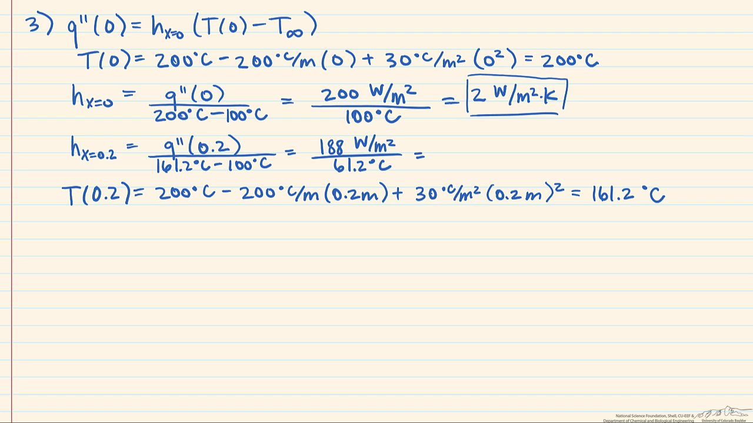We can again plug in x equals 0.2 into our original temperature distribution, and we find that the temperature at x equals 0.2 is equal to 161.2 degrees C. Solving for h, we find that h at x equals 0.2 is equal to 3.07 watts per meter squared Kelvin.